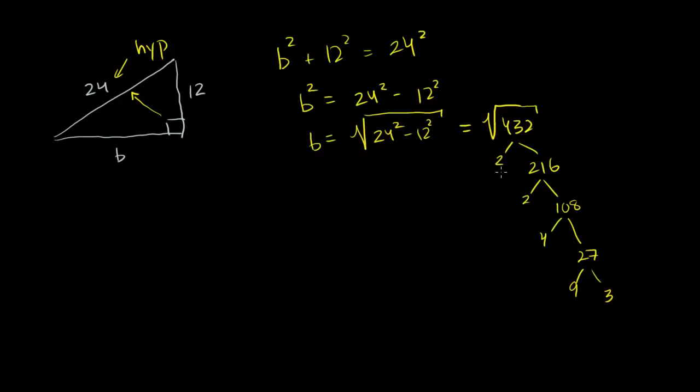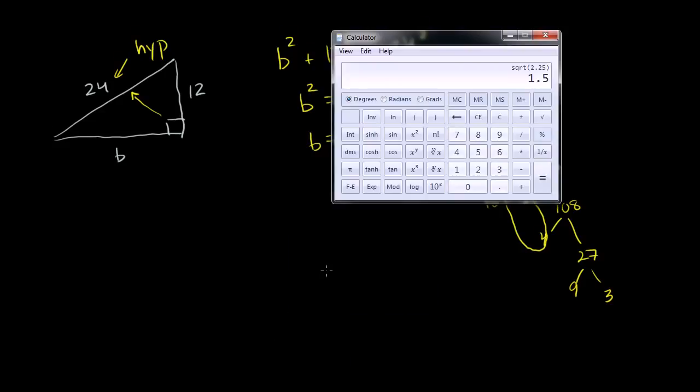So what do we have here? We have 2 times 2 times 4. So this right here is a 16. 16 times 9 times 3. Is that right? I'm using a different calculator. 16 times 9 times 3 is equal to 432.